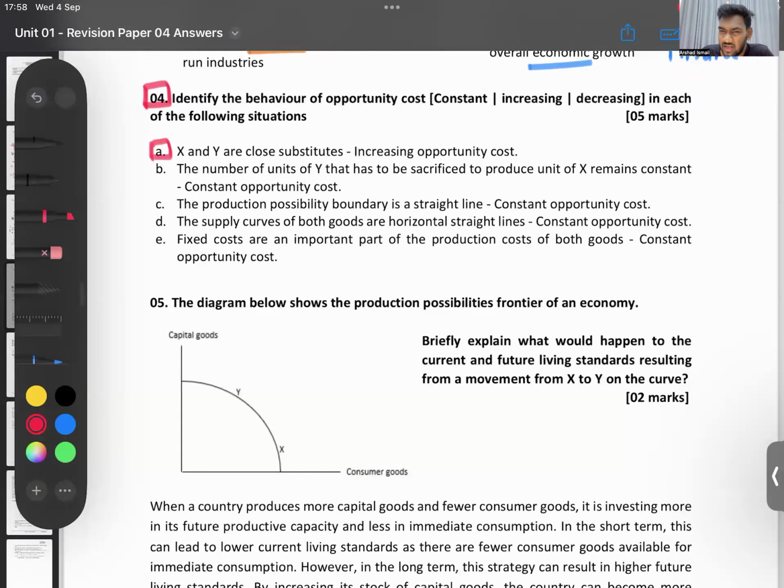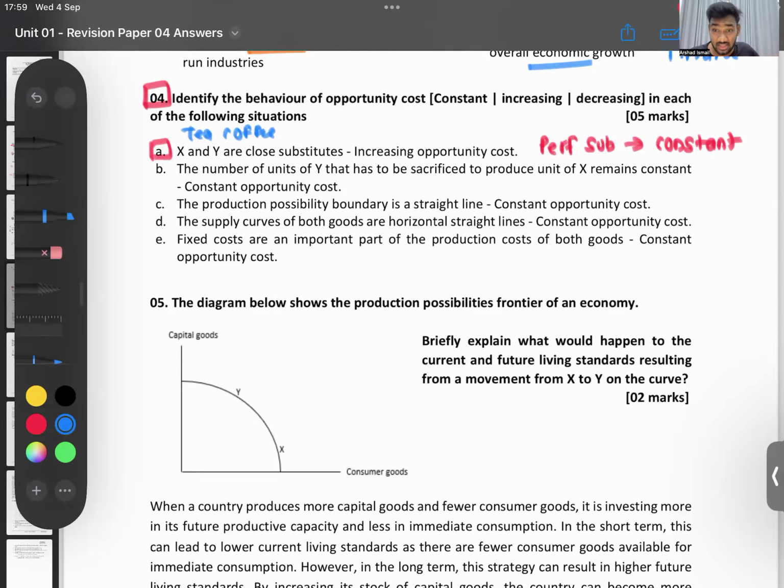So if X and Y are close substitutes, some people say that if X and Y are both close substitutes, then the opportunity cost has to be constant. But it doesn't have to be that. If the two goods are perfect substitutes, then you can say opportunity cost is constant, that means both are exactly the same. Now, close substitutes, for example, tea and coffee.